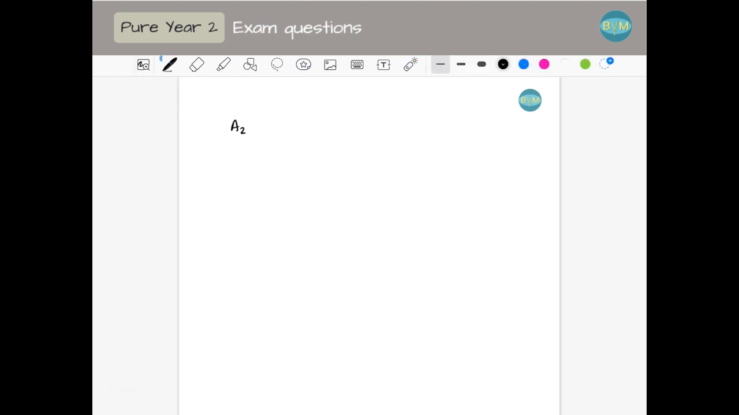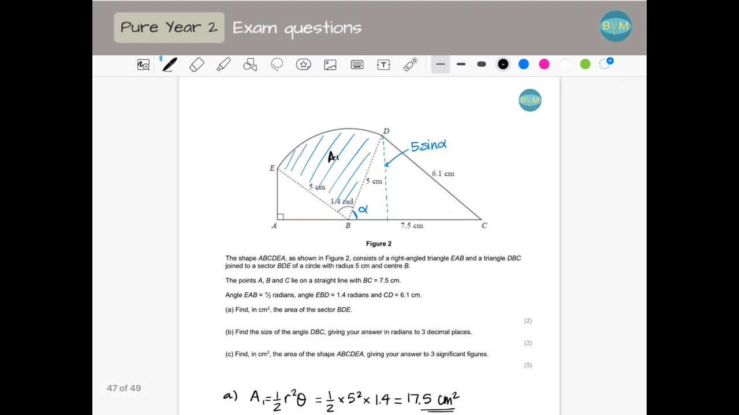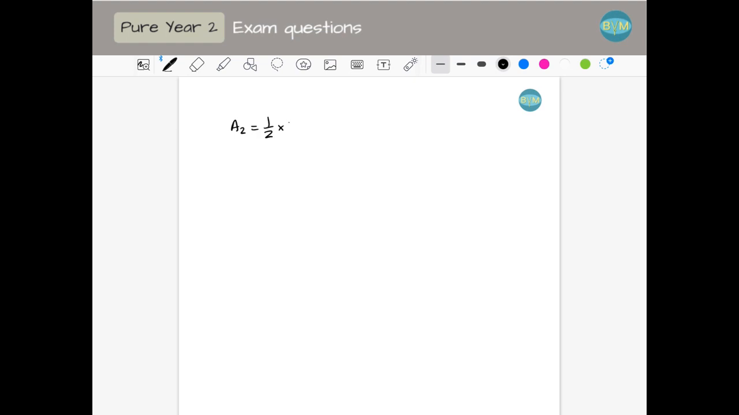So A2 is going to be 1/2 times 7.5, which is the base, times the height, which is 5 sine alpha, and alpha was 0.943 radians. We do this with the calculator. Sine, again, check that the calculator is in radians and you haven't changed it. This is 15.177 centimeters squared. So this is A2.